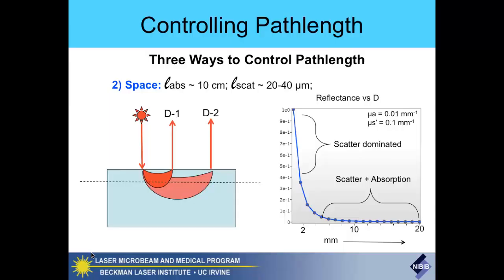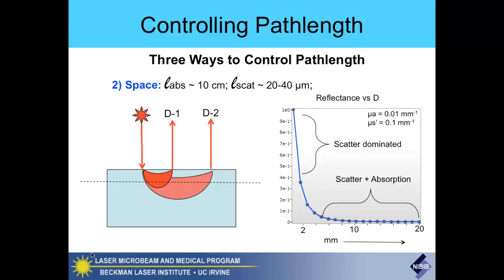The scattering length is about 20 to 40 microns. So these are obviously on totally different spatial scales. If I look at the reflectance as a function of source detector separation, I launch a source into tissue and I have a lot of detectors. Then I'll see this behavior that we like to call R of rho, the reflectance as a function of source detector separation.